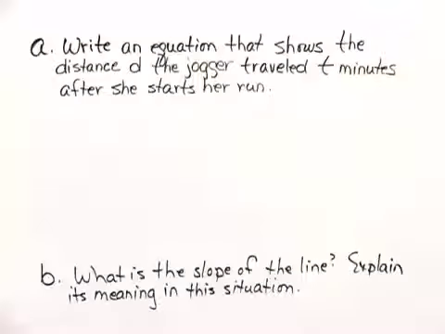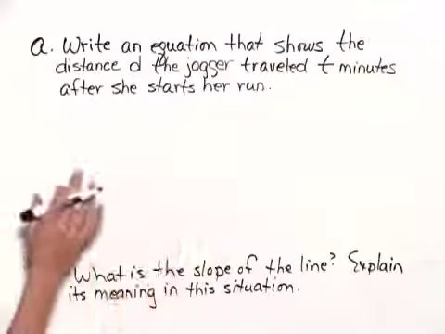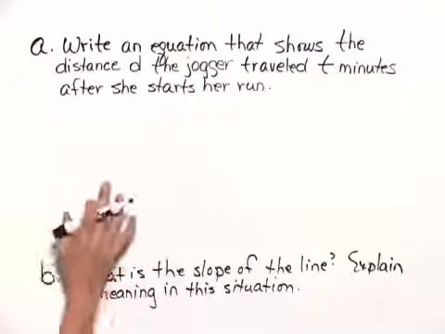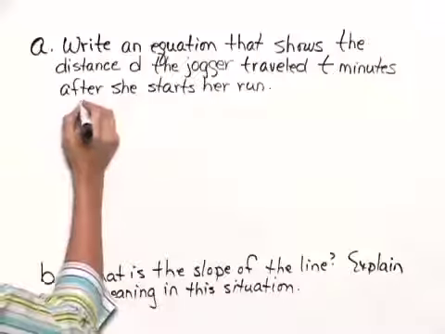For part A, we want to write an equation that shows the distance the jogger traveled T minutes after she starts her run. Now I'm going to work this problem in terms of Y's and X's first, and then I'll convert to D's and T's in the end. We're given two bits of information in the problem.